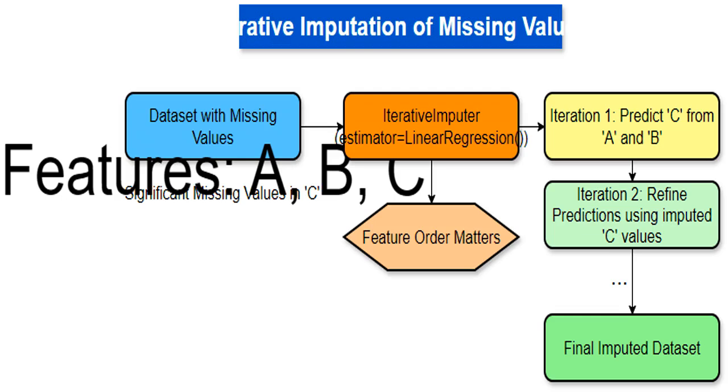I'm using Sklearn's IterativeImputer to fill in the gaps. It uses linear regression, which means it will try to find a straight line, or a plane.